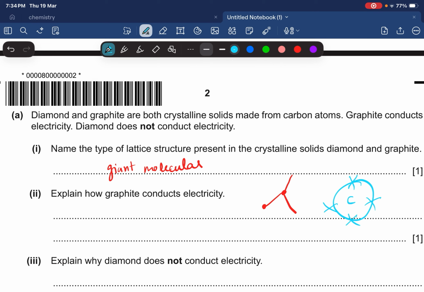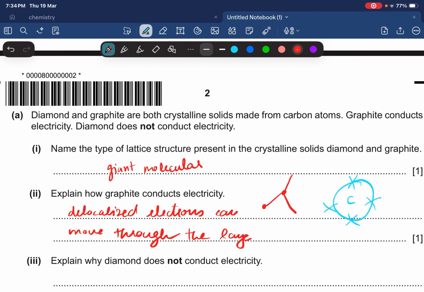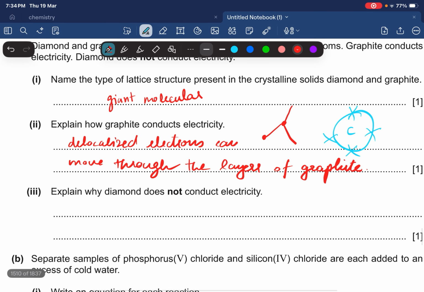So the main particle that's going to conduct is delocalized electrons. They can move through the layers of graphite. And you should know graphite has hexagonal layers. It's a layered structure.